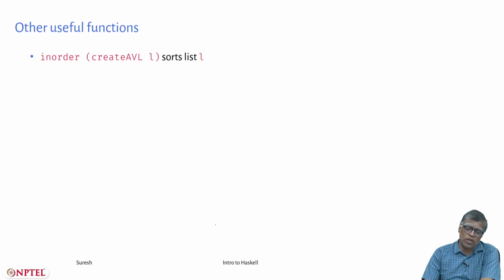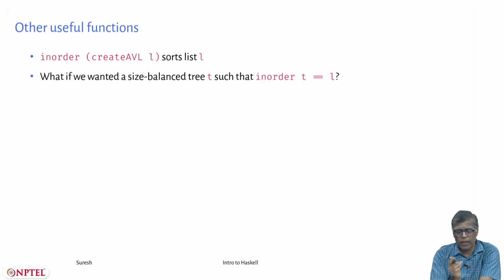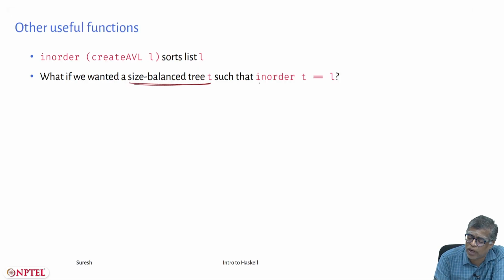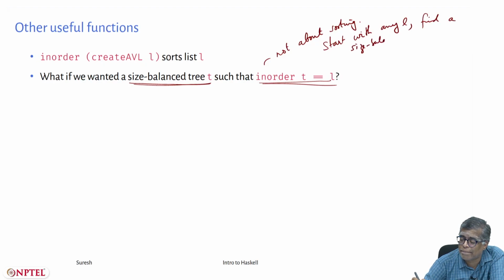Okay, great. So this is a very nice side effect of having your AVL trees. You can have other useful functions. Recall that you do in-order of create AVL L, which sorts the list L. What if we want a size balanced tree T such that in-order of T is equal to L? This is not about sorting. Start with any L, find a size balanced tree. I will tell you why this is useful in a minute.